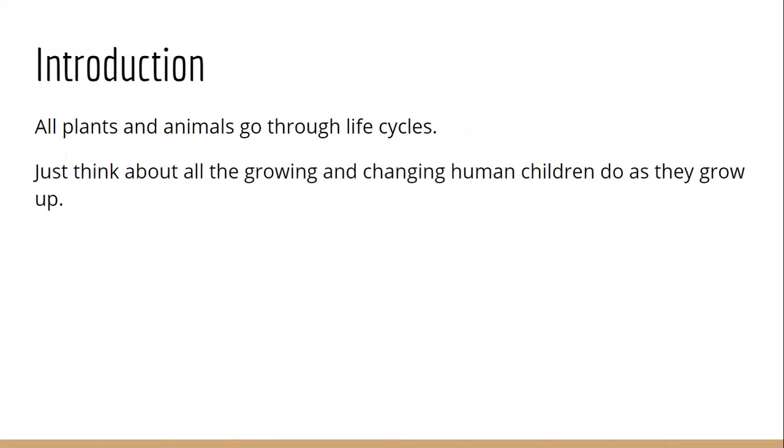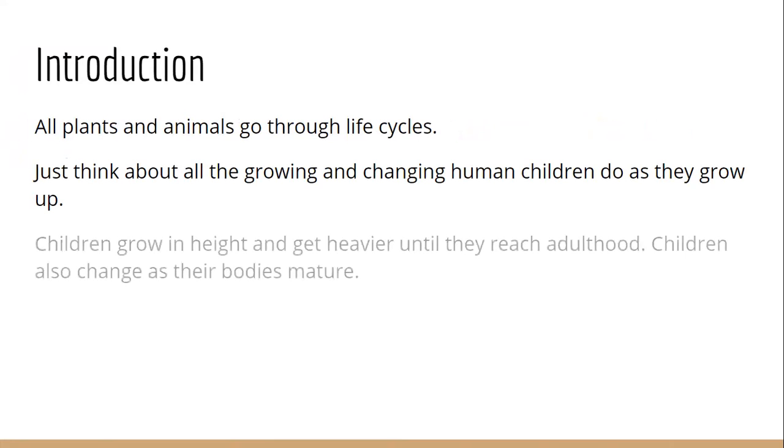So a quick introduction. All plants and animals go through life cycles. Just think about all the growing and changing human children do as they grow up. Children grow in height and get heavier until they reach adulthood. Children also change as their bodies mature or get older.